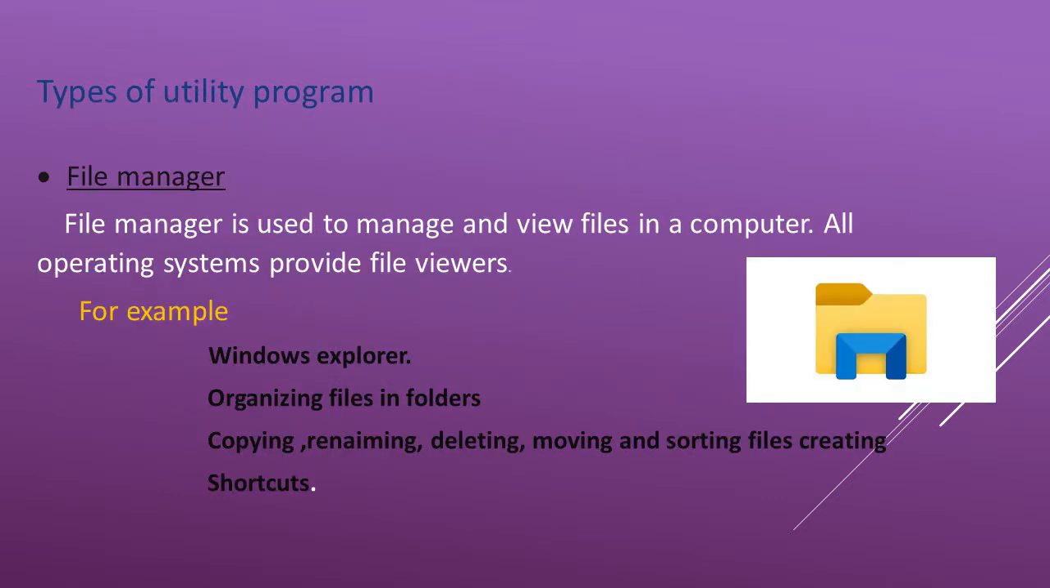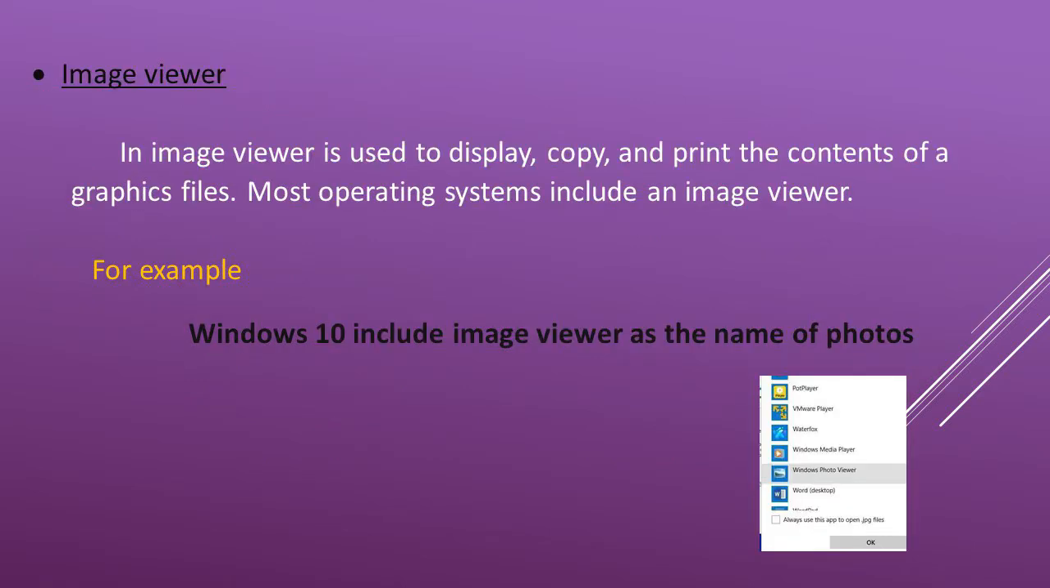Types of utility programs: file management, program versions, functions related to the files like opening, searching, renaming, etc. For example is Windows Explorer. Image Viewer, tool for quickly viewing, rotating, resizing, cropping, annotating and printing images. For example is Windows 10 Photos.